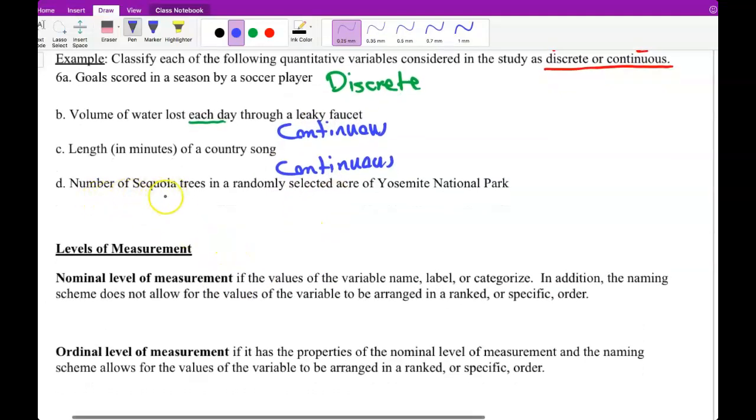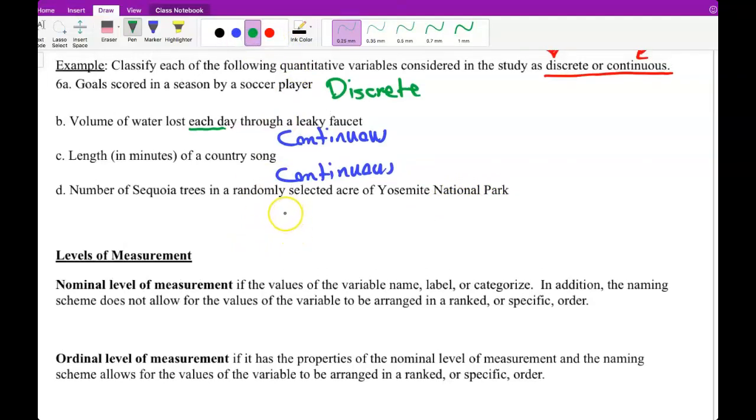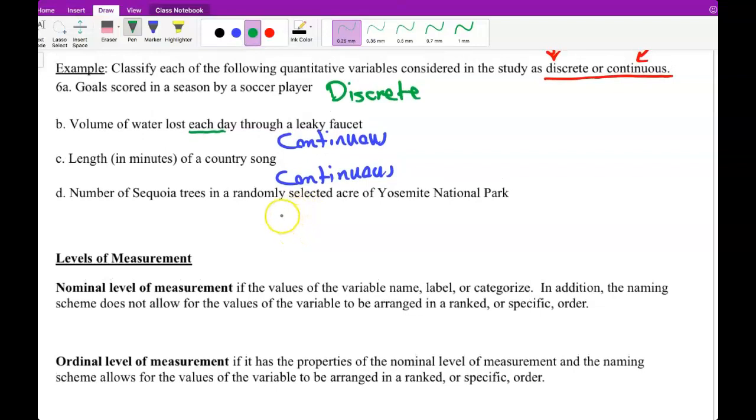Part D, the number of... okay, what do we have here? How many tourists do we have in this Yosemite National Park? We can count them. So this means the number we're going to have is finite. So this is discrete.